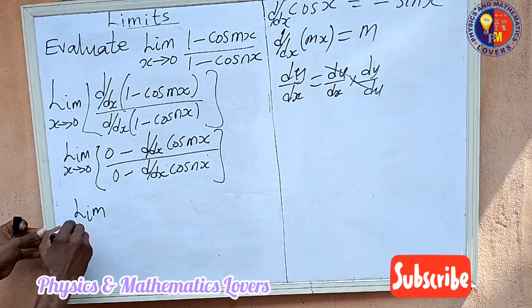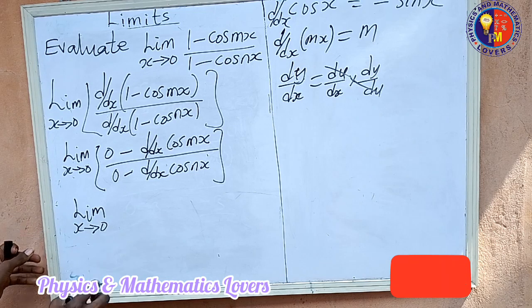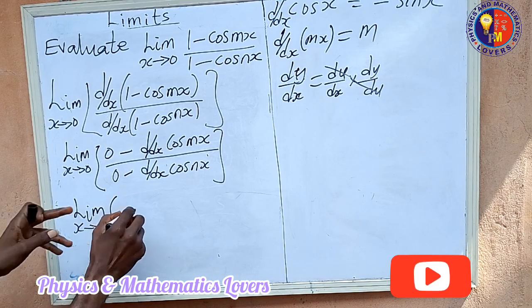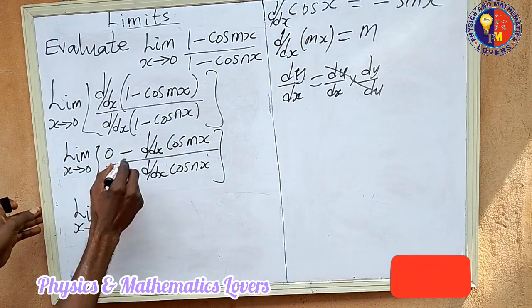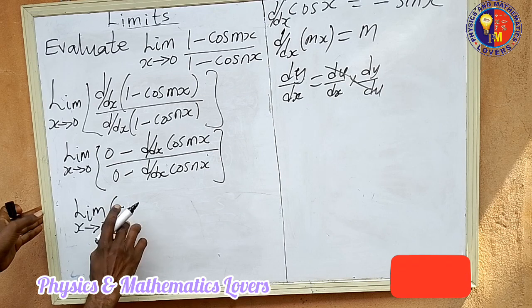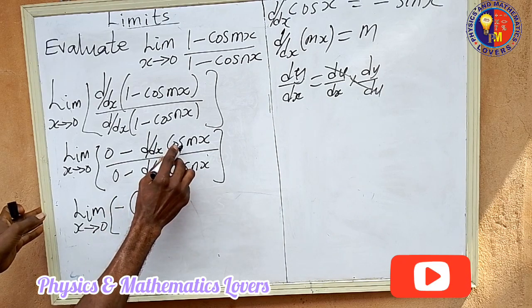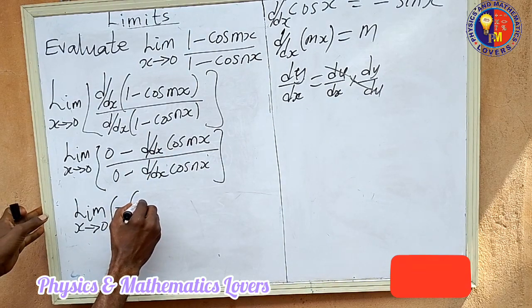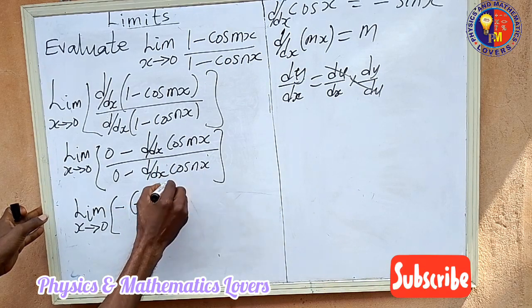So here we have the limit function as x tends to 0. This one is 0, it is gone. So we then have a minus here. This minus is already here. Then we are going to have a minus here. Then differentiating with respect to this now, we have minus sine mx.